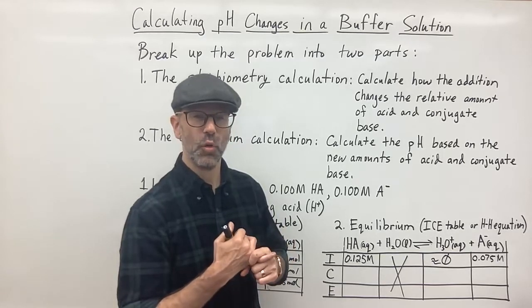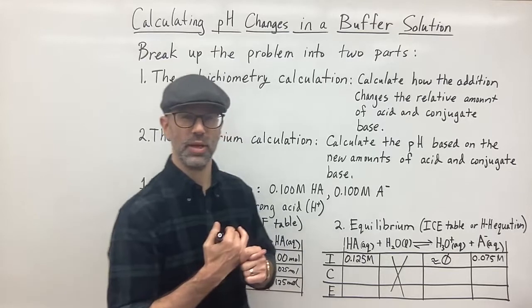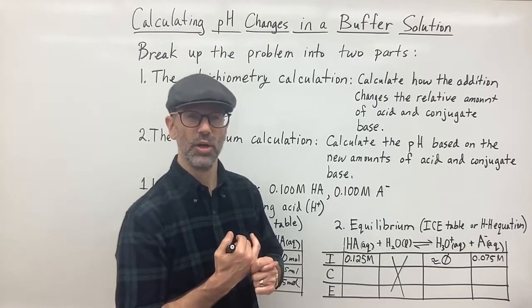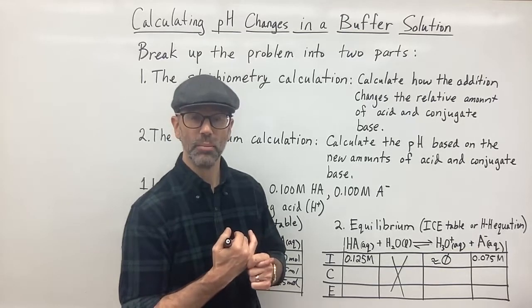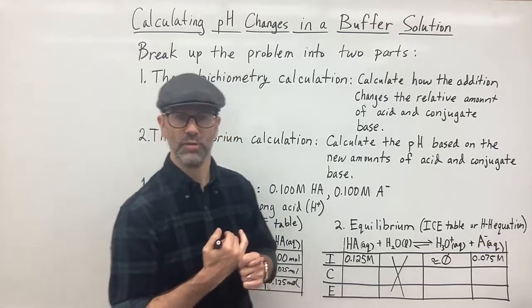And normally the concentration of your acid should be about 100 to 1,000 times greater than your Ka value, and that's usually a good rule of thumb. But it's going to depend on the specific problem itself. So just be aware of that.